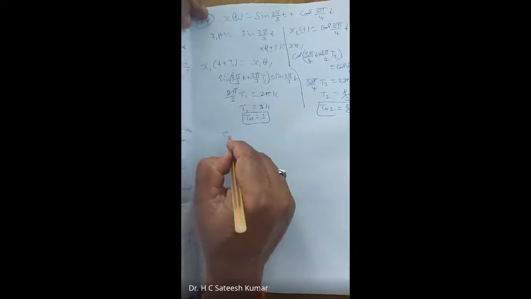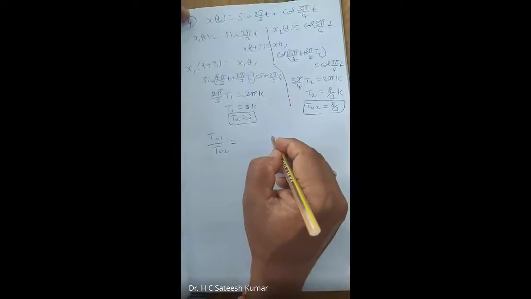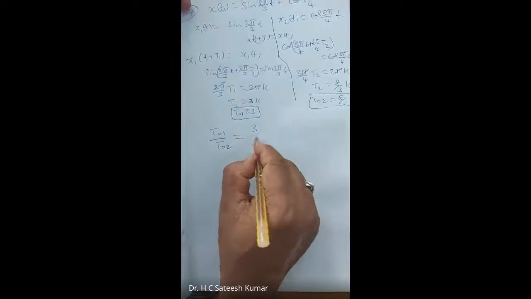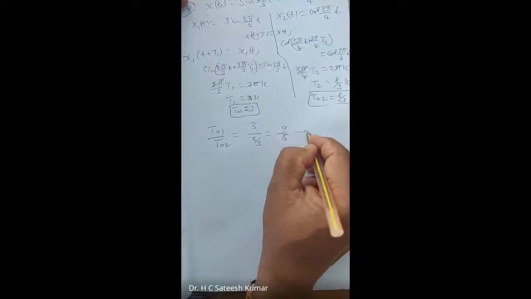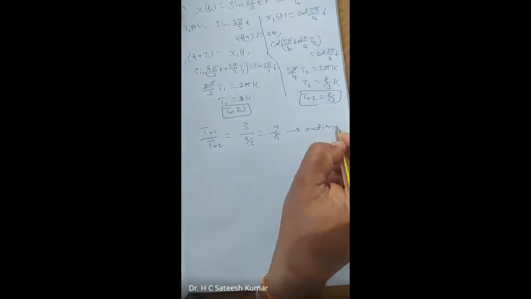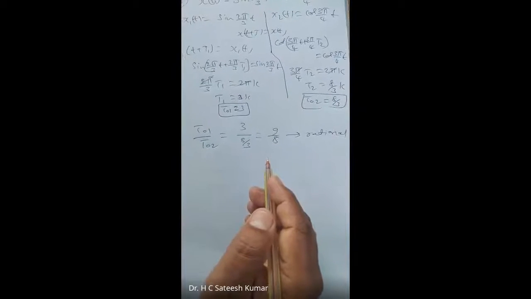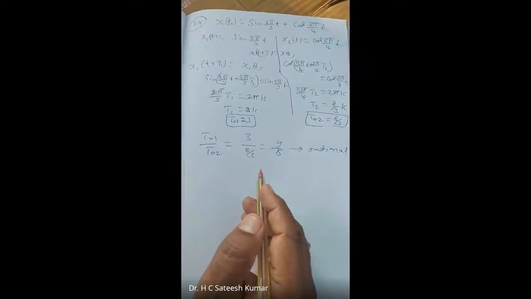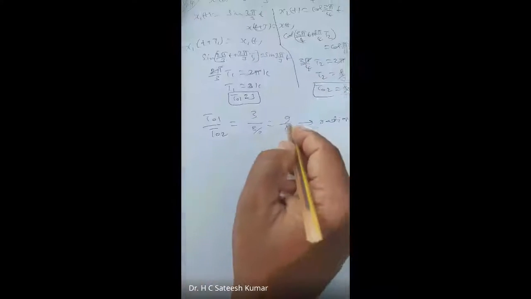So now individually these two are periodic. Now what we should do is T naught 1 divided by T naught 2. T naught 1 is 3, T naught 2 is 8 by 3, so the ratio is 9 by 8. It is rational. See, we are not checking whether it is a fraction, but whether it is rational or irrational. Irrational means you would get pi or root 3, something like 1 by root 3, 1 by pi, 2 pi. All those things are irrational. Otherwise, it is rational. So 9 by 8 is rational.